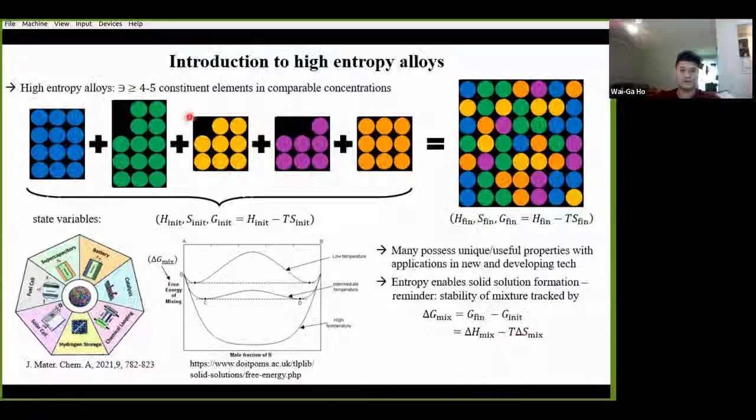Because, since we have so many elements with comparable concentrations to choose from, that means there are many possible global configurations that we can create, such that the configurational entropy term, T delta S mix, can dominate and then lower the mixing energy to stabilize the solid solution. And again, when the high entropy stabilizes the solid, well, we can often end up with a single crystal alloy of pure chemical disorder, like we have here.